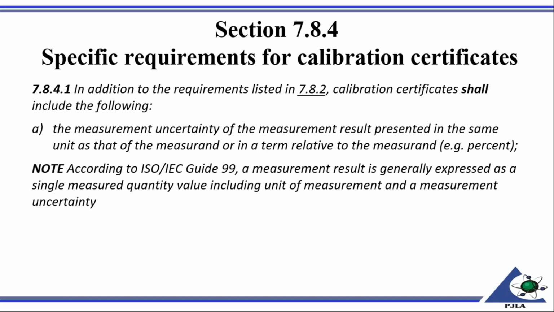Note, according to the ISO/IEC Guide 99, a measurement result is generally expressed as a single measured quantity value, including unit of measurement and a measurement uncertainty. So generally you're going to have, let's say, 5 grams. There, the 5 is the measured quantity value, the unit of measurement is grams, and a measurement uncertainty of plus or minus a gram, let's say. That's generally how you're going to see the data. So, okay.